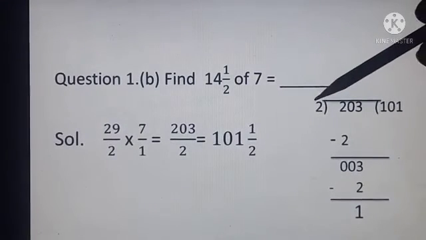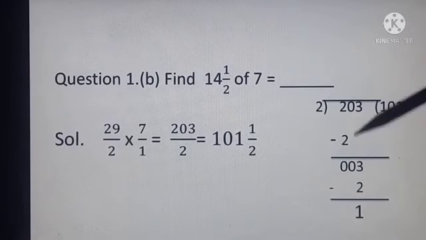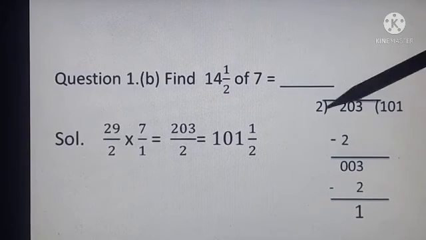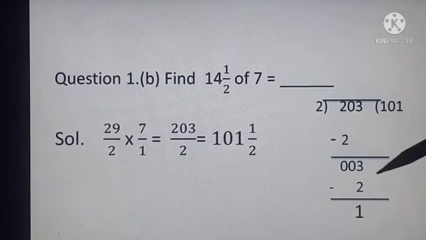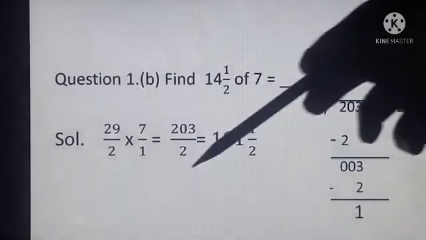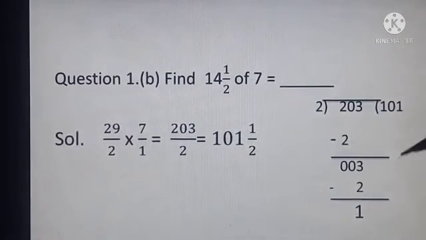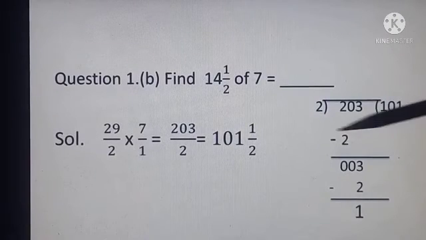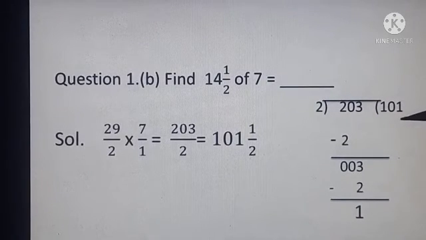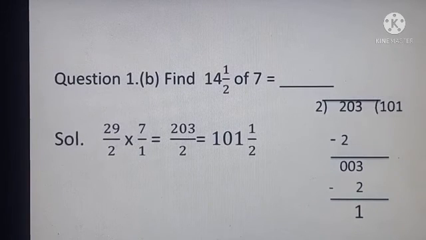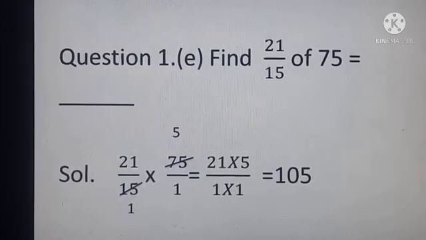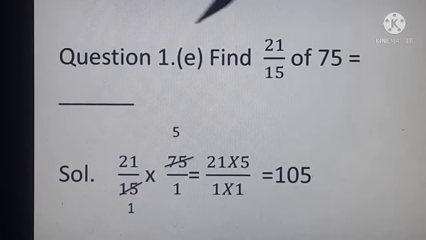Now 203 divided by 2. 2 ones are 2. Then 0 is there. And 2 zeros are 0. Then we will take 3. 2 ones are 2. Remainder is now 3 minus 2, 1. So our mixed fraction is, why we are doing division? Because improper fraction is there. Okay. So we will convert it into mixed fraction. So our answer will become 101 whole 1 upon 2. Q whole R upon D. Understood? Good.